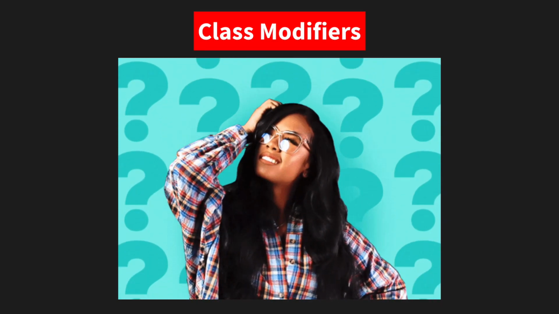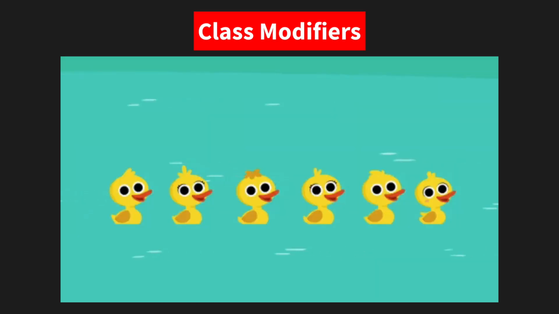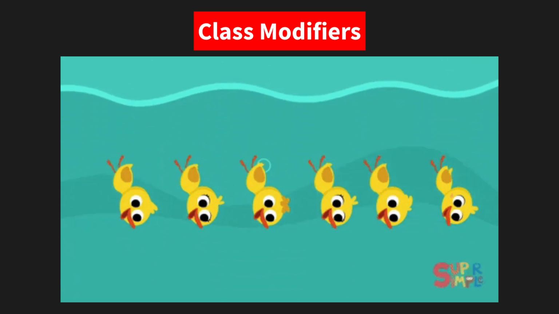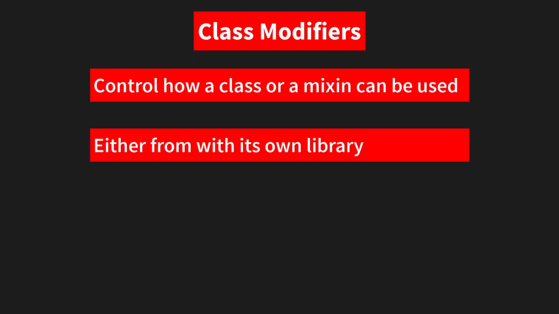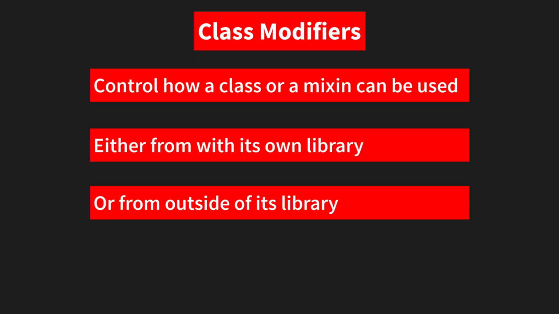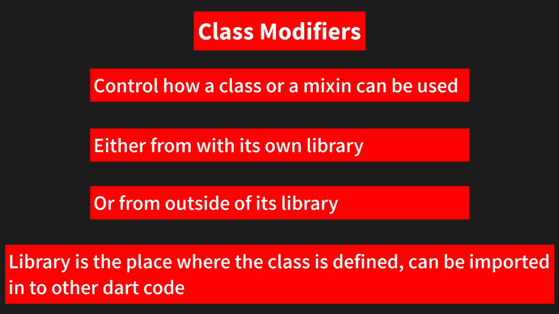What are class modifiers in Dart 3? Let's deep dive into the world of Dart 3 class modifiers. Class modifiers control how a class or mixin can be used, either from within its own library or from outside of its library. Library is the place where the class is defined.